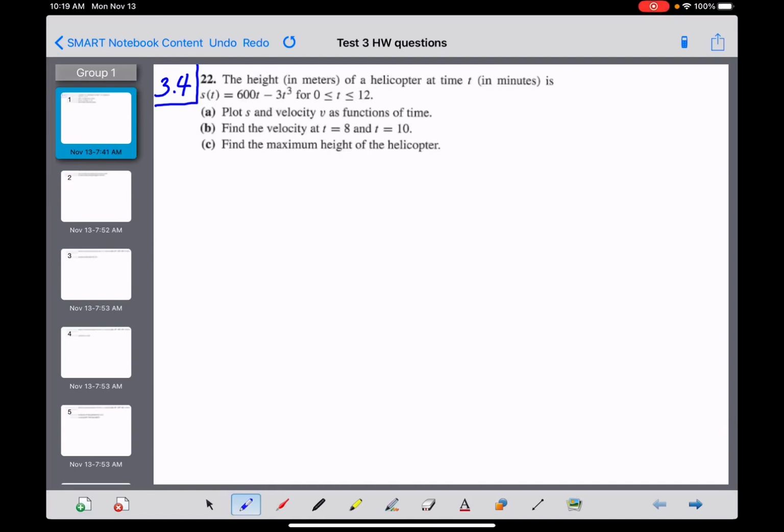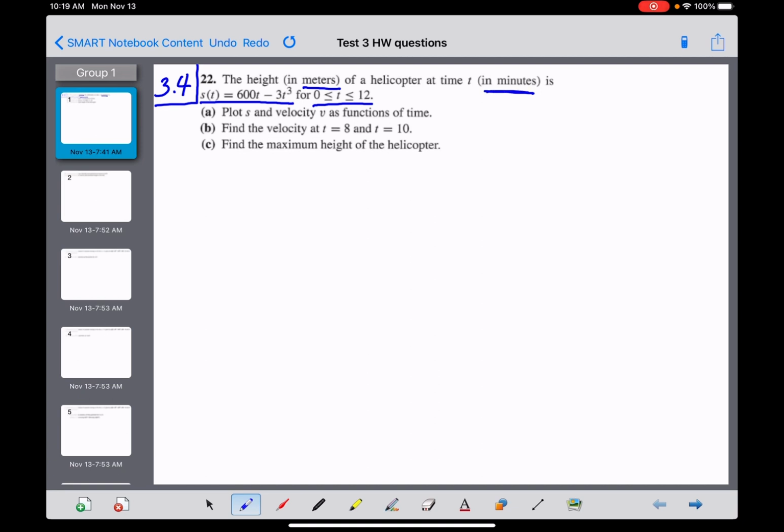Number 22 in section 3.4 is a really good problem to go over because it's pretty typical of a lot of the problems that we see here within this section. We've been given a position function, s of t is 600t minus 3t cubed. That's only valid for t values between 0 and 12, and we're talking about minutes here. So meters are our units for height, minutes are our units for time, and let's get rolling.